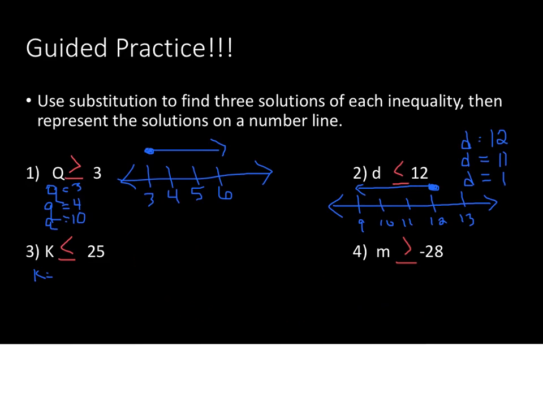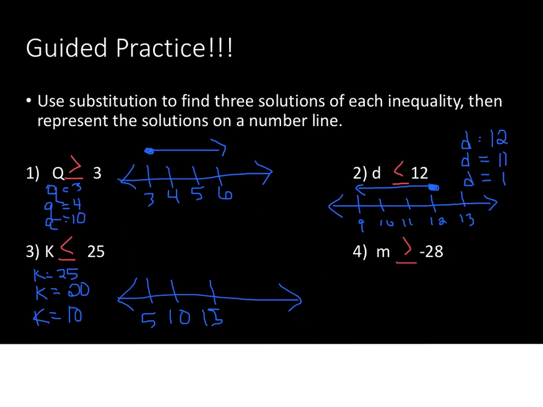So number 3, I have K is less than or equal to 25. So K could equal 25, or K could be equal to, let's say, 20, or K could be equal to 10. All of those are less than or equal to 25. So to draw this out, we'll count by 5s. Again, filling in my circle to show that 25 could be a part of my solution set. And my arrow is pointing to everything less than that.